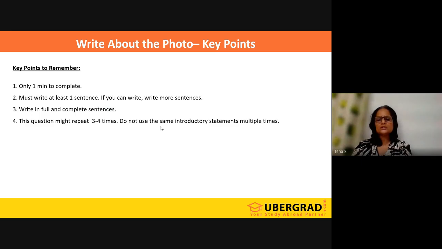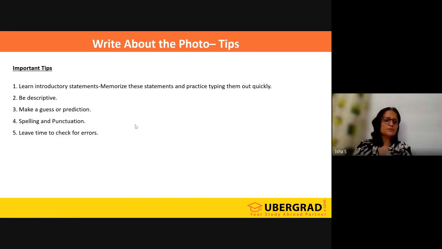You can use some introductory statements when you are describing the image. What are the tips you need to follow? Memorize these statements that we are going to share here. You can practice using them while describing the picture. You have to be descriptive also. In one part, you have to describe that image, and in another, you have to guess and predict. Again, it's a writing part, so you have to focus on your spelling, punctuation, etc. You will get some time to check the errors, and you can always do that.